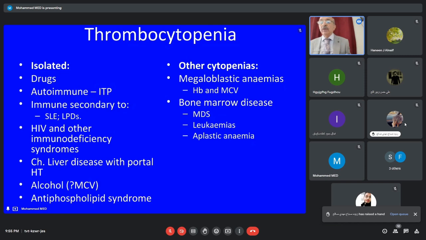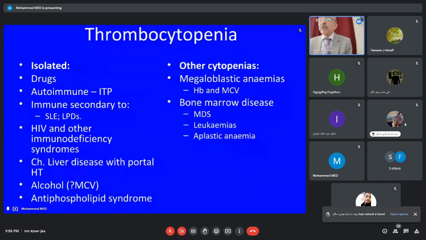Alcohol, I have said this, please don't forget this. When I was in Ramadi a few months ago, I did talk about alcohol and hepatitis, and I did say that we used to have an alcohol unit in North London, and one of the very important tests I used to look at to tell whether the patient is still drinking or not is the platelet count.